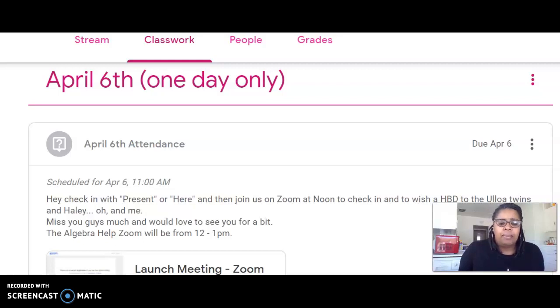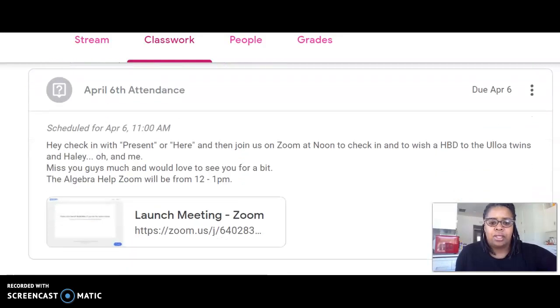And then if you can stop by the Zoom room at noon, it would be great to see you guys and say happy birthday to our twins, actually triplets, because they share a birthday with me on April 5th. And then also Haley, because her birthday is on Tuesday. What else do you guys need to know? I miss you guys a lot. So it would be great to see you guys at 12 o'clock for that Zoom meeting.